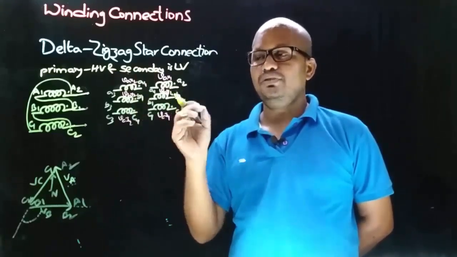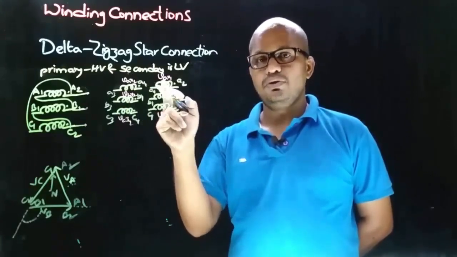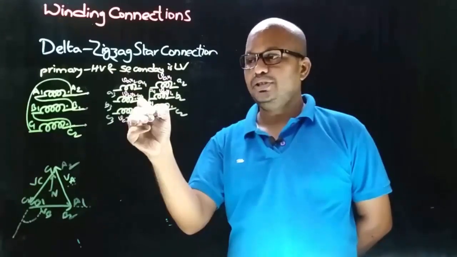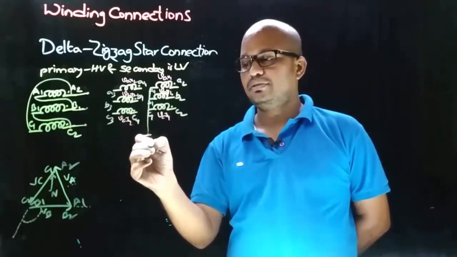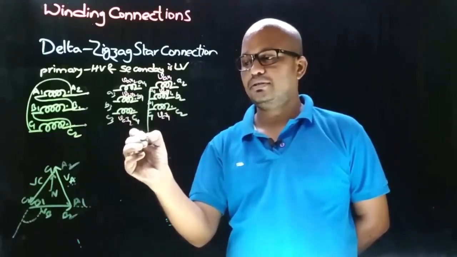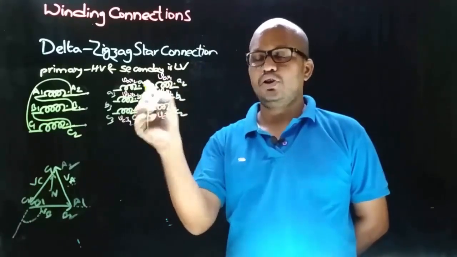In the first possible connection, we joined the dot end terminals and took the connections from the non-dot end terminals. And now we are joining the non-dot end terminals together and grounding it like this, and we are taking the connections from the dot end terminals.